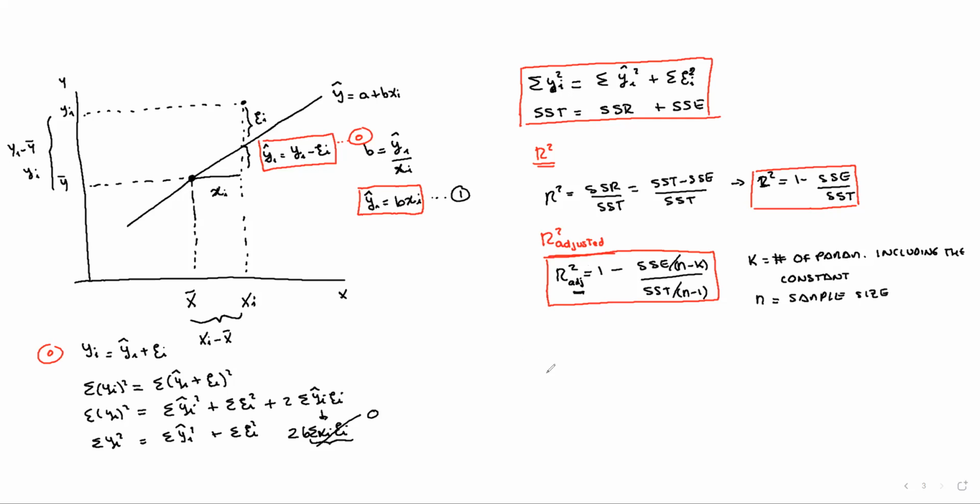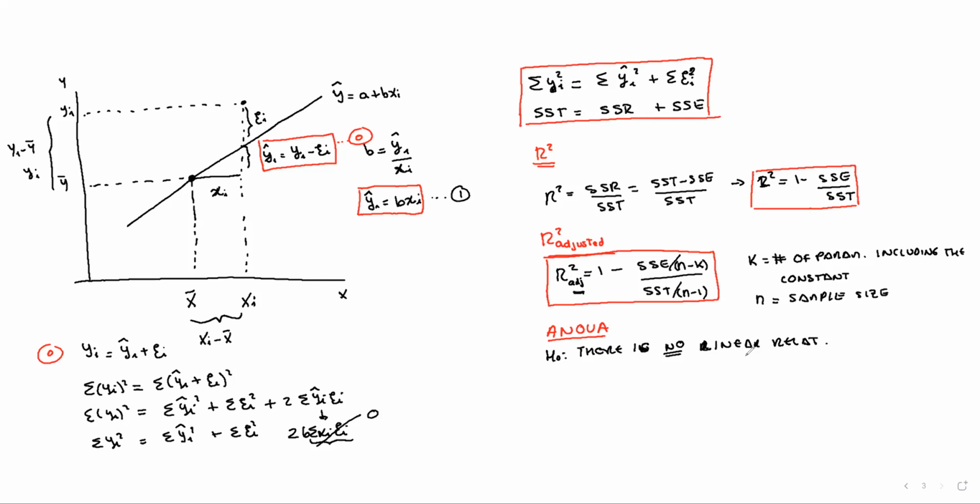Then you have another way of testing for goodness of fit, and it's called the ANOVA test, analysis of variance. What you need to understand here is that my H0 is that there is no linear relationship between X and Y. This is my null hypothesis.